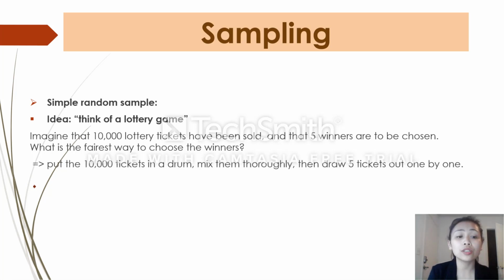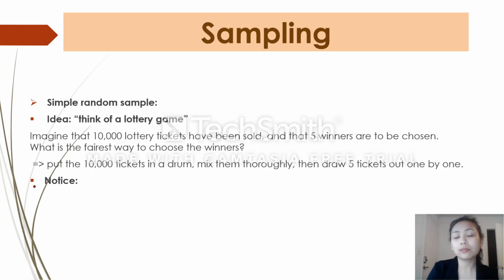The best solution is we put the 10,000 tickets in a drum, mix them thoroughly, and then draw 5 tickets out of them one by one. Like you withdraw the first ticket randomly, and then continue to withdraw the second ticket, and then the next one, until we have enough 5 tickets. So that's how you choose 5 winners from the lottery game.